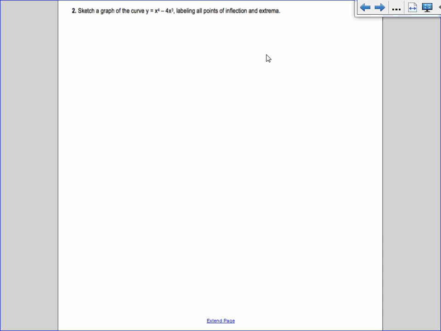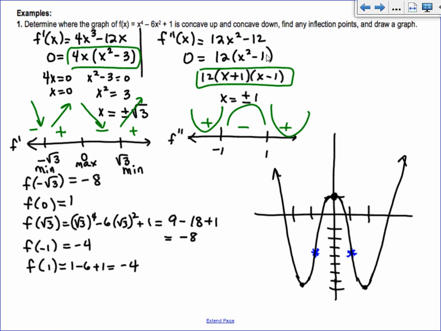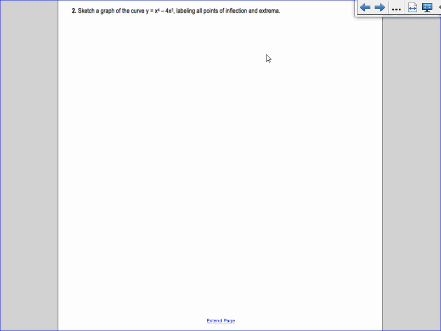What? Oh, there's no plus 1, but it's basically the same. Well, it's 6. Yeah, they're different, okay. So I get 4x cubed minus 12x squared. And then y double prime is going to be 12x squared minus 24x. So there's probably a reason I chose this one.